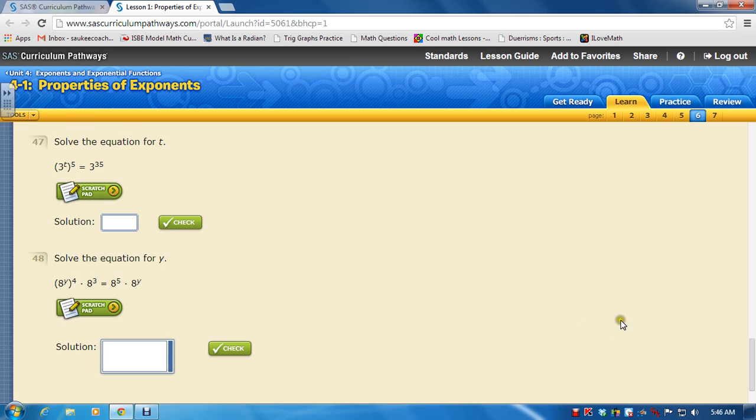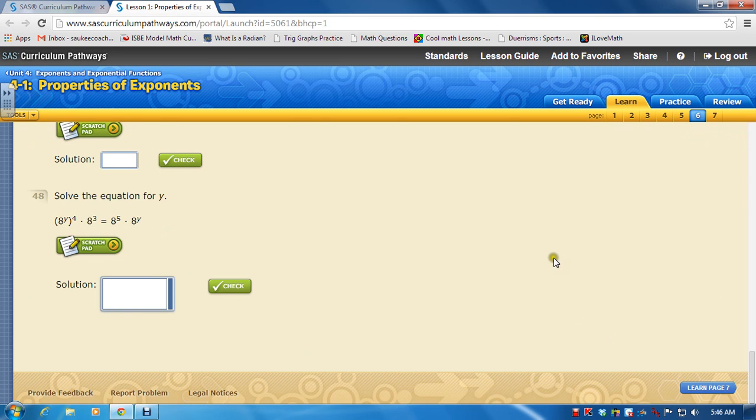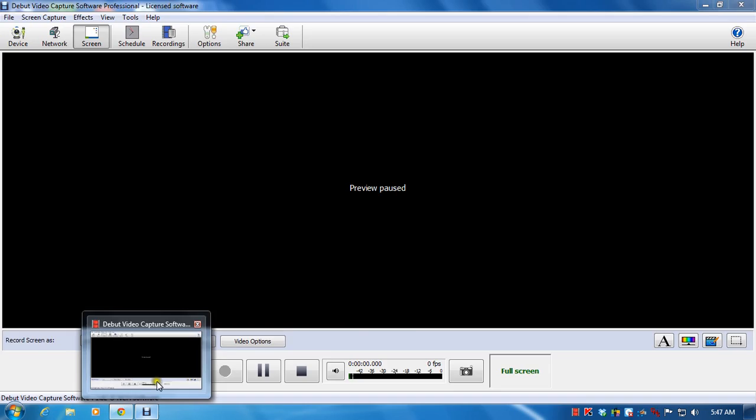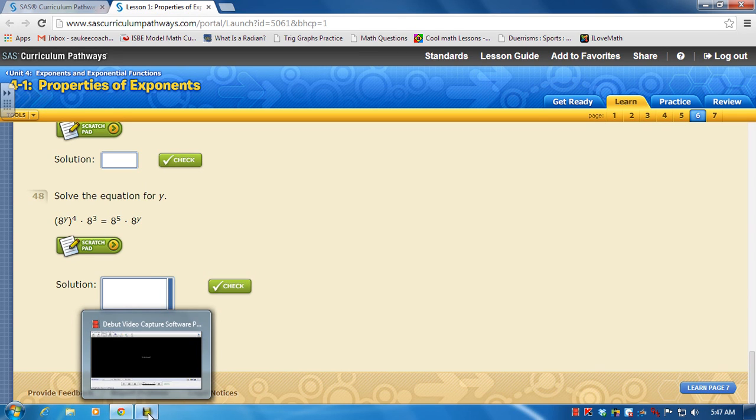So I don't want to dwell on this. I think that's pretty much all I want to cover with you. When you come in, we will continue working on these 4-1 exponents and wrap those up today.